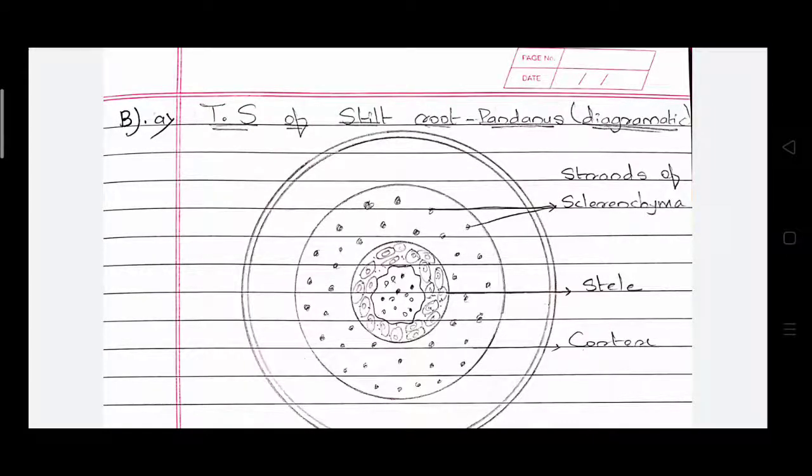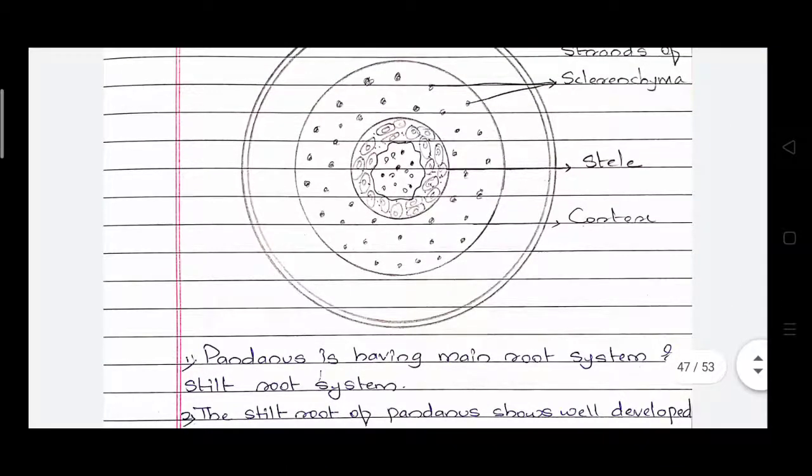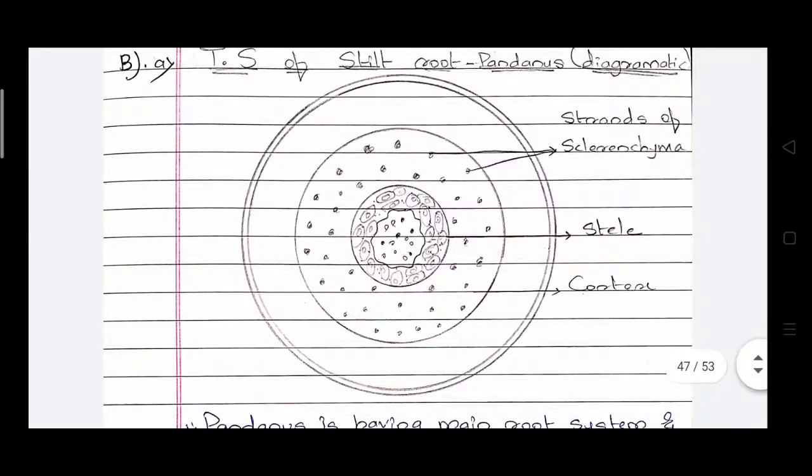Hello students. Today we discuss the remaining examples in distributions of mechanical tissues. So today we discuss the mechanical tissue distribution in roots of the pandanus. The pandanus has two root systems, that is the main root system and the stilt root system.